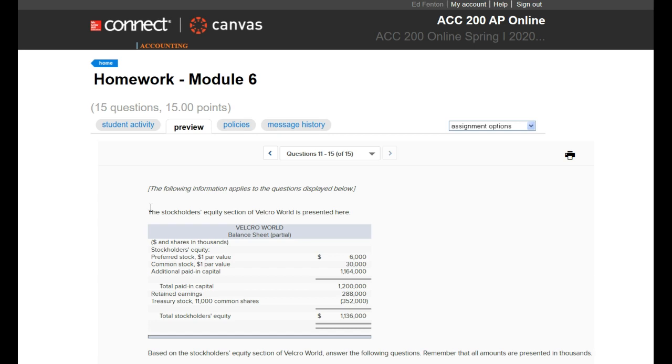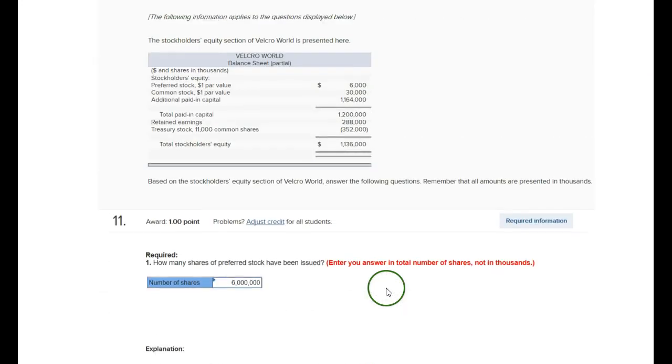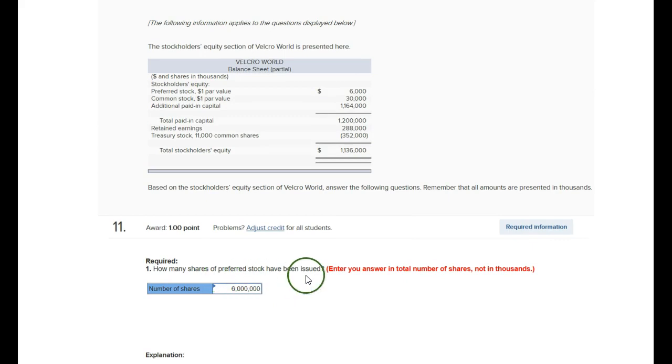Anyway, just for a refresher, you should know that we only place the par value of the stock into the stock account itself. So in this example, and this relates to the very first question, how many shares of preferred stock have been issued? Well, if you look at the example up here, these dollars are in thousands of dollars. So in reality, $6,000 is $6 million. And if it's $1 par value per share, we can divide the $1 par value into the $6 million, and so the number of shares will be 6,000.